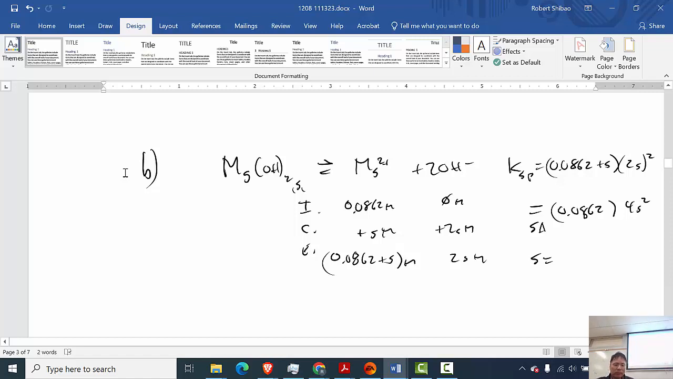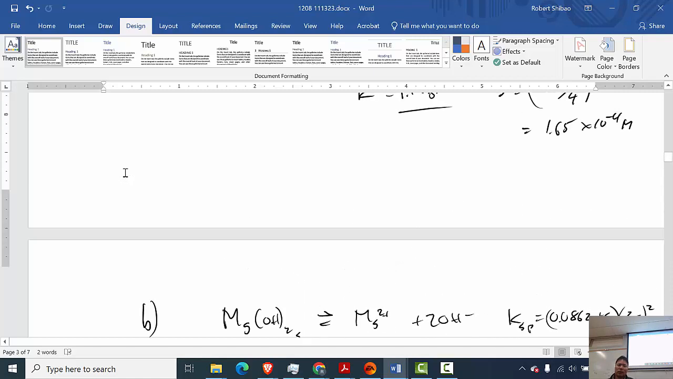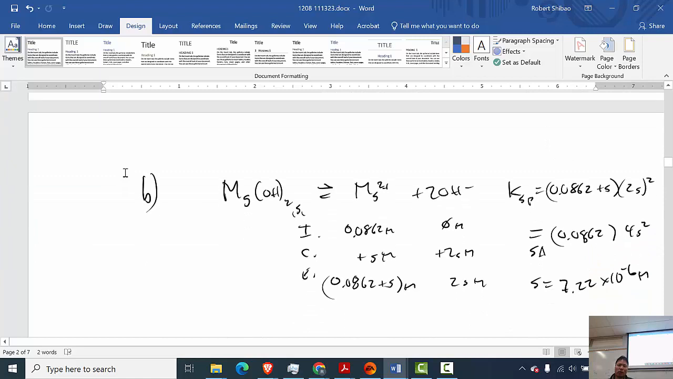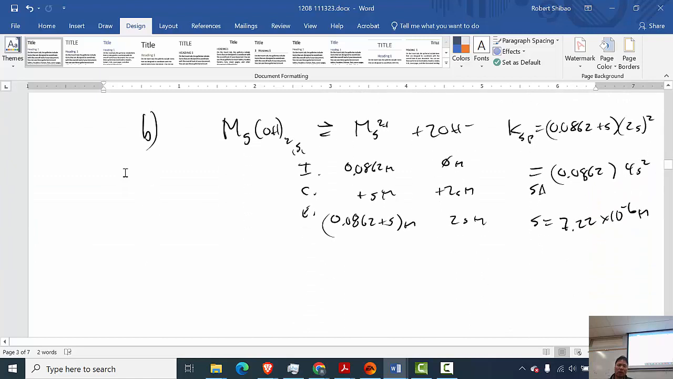So KSP was 1.8 times 10 to the minus 11 divided by 0.0862 divided by 4, and then I'm going to take the square root of that answer, and I see the solubility went down. Now we're at 7.22 times 10 to the minus 6 molar. I'm only allowed 2 sig figs because of K, and so 7.2 times 10 to the minus 6 molar versus in pure water was 1.7 times 10 to the minus 4. And so the solubility went down quite a lot. We aren't going to be able to dissolve as much.